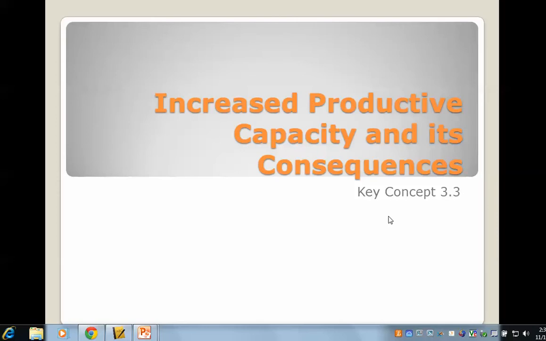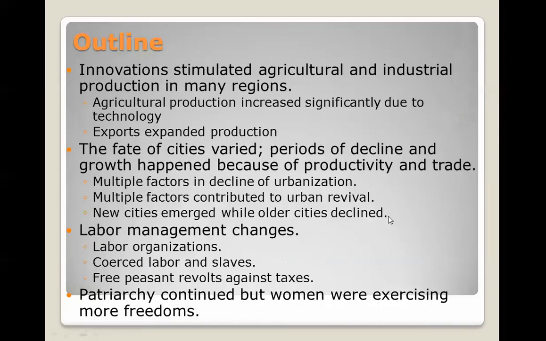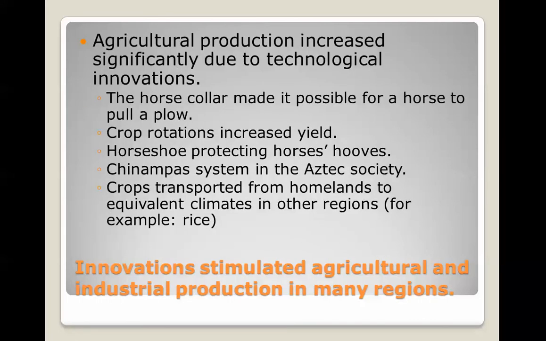So today we're going to study changes in agriculture and manufacturing and the effects that they had on trade, cities, and labor in the year 600 to 1450. Here's your outline. This is a short key concept, and it's really easy, so let's just jump right into it.